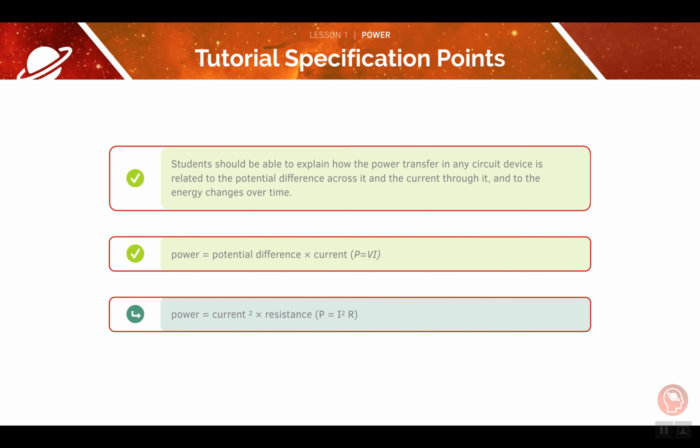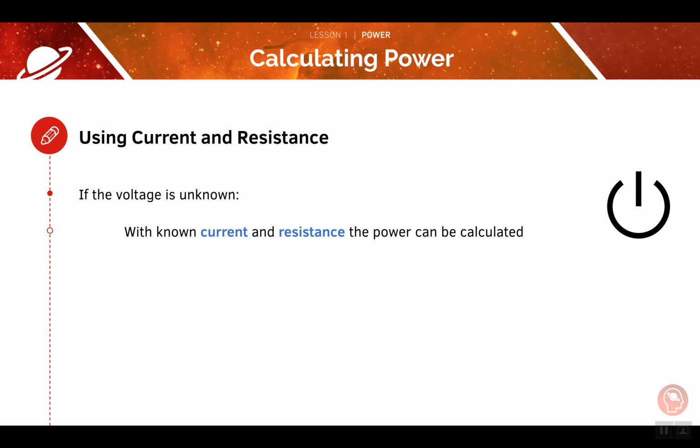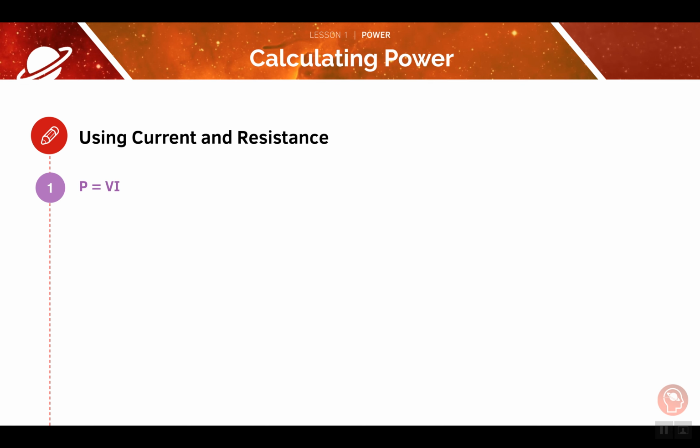Now let's look at another equation for power. We can also calculate power using current and resistance. We could use this equation, P equals IV. If we don't know the voltage, but we know the resistance and the current, we can still work out the power. We could do this using the equation V equals IR. We can substitute IR in the place of V, as shown here. This gives us P equals IRI, or P equals I squared R.